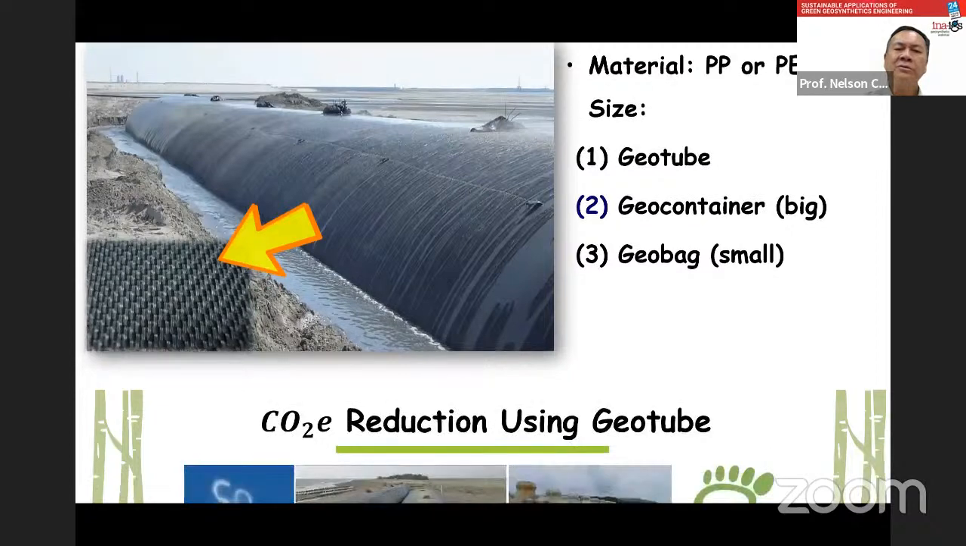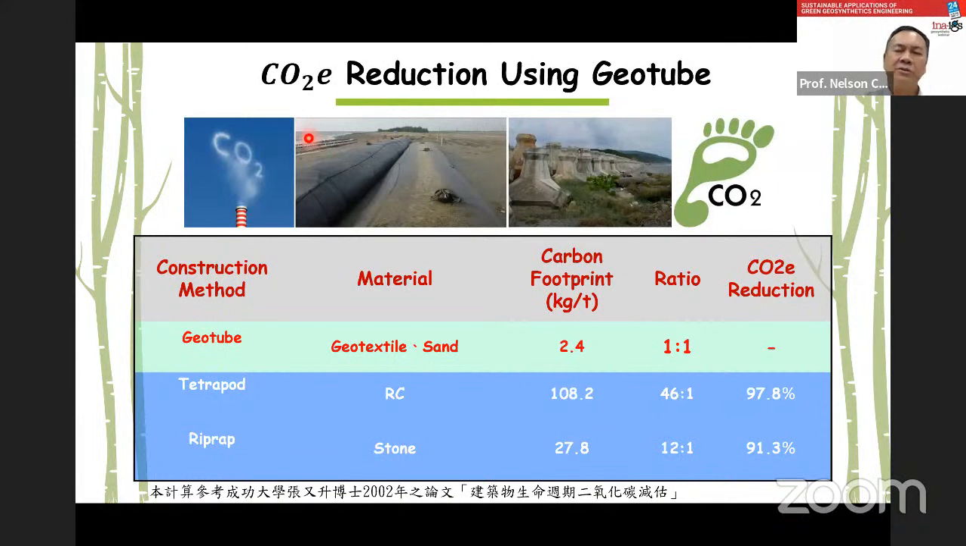We also would like to compare the CO2 emission using geotube. Geotube is made of geotextile and sand, and the tetrapod is an RC structure, and the riprap is a stone structure. And for the carbon footprint, if we assume geotube as 1, then tetrapod is 46, and riprap is 12. So by using geotube, we can reduce a lot of carbon dioxide emission, up to 97%.